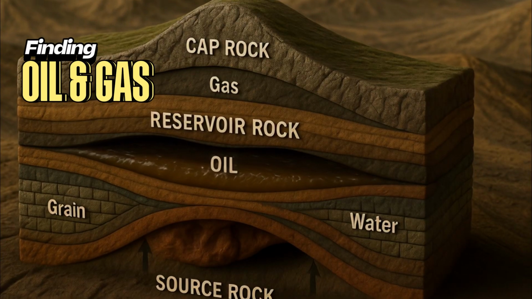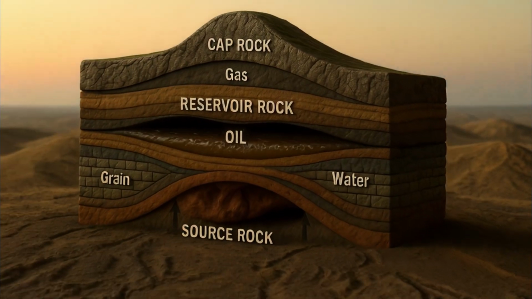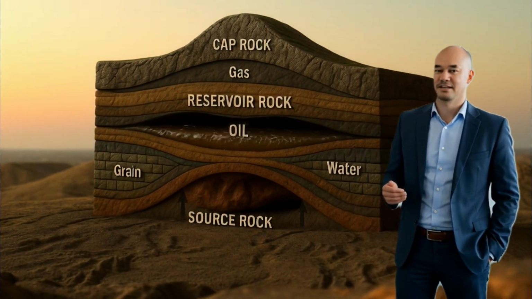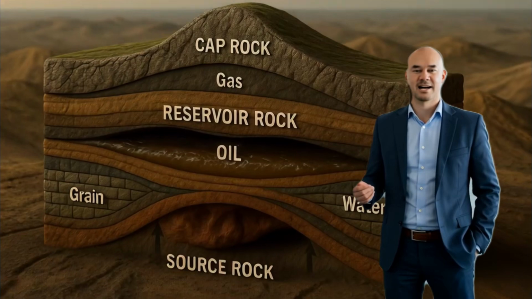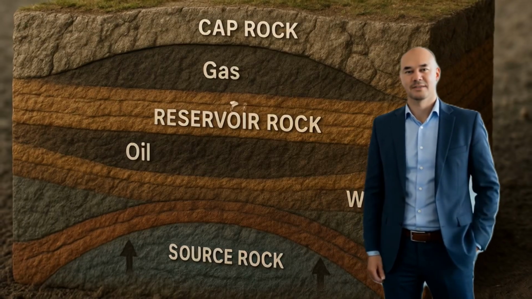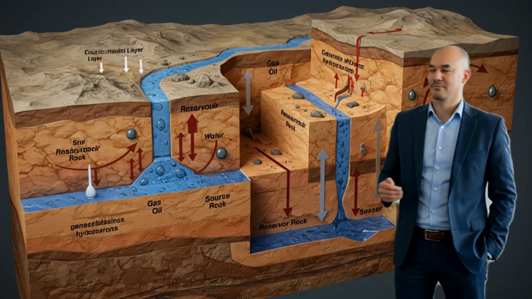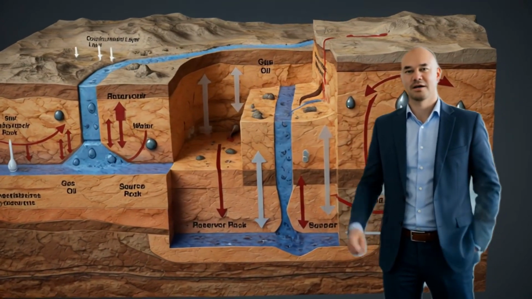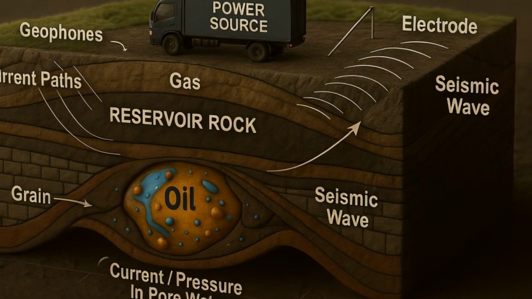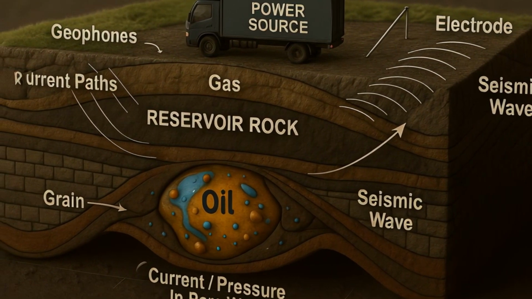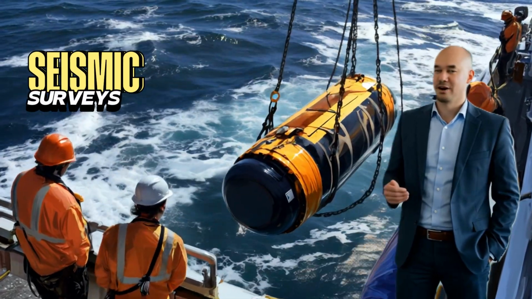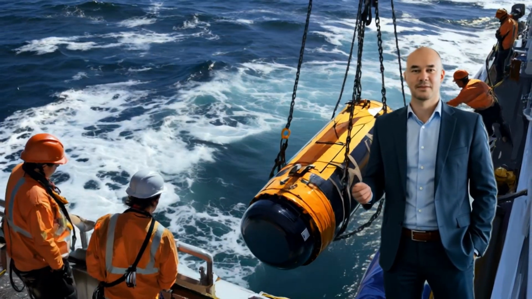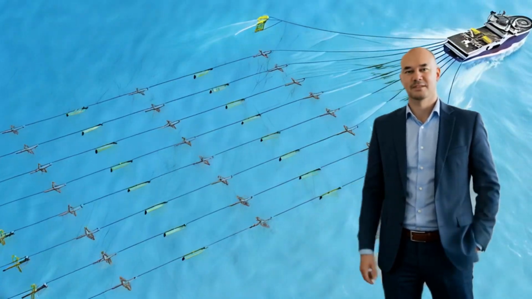Finding oil and gas. The first step in upstream is exploration, the art and science of discovering hydrocarbon reserves. It all begins with basin and play analysis, where geologists study rock formations, tectonic structures, and the potential for oil and gas generation. Next come seismic surveys, using seismic technology to see beneath the surface.